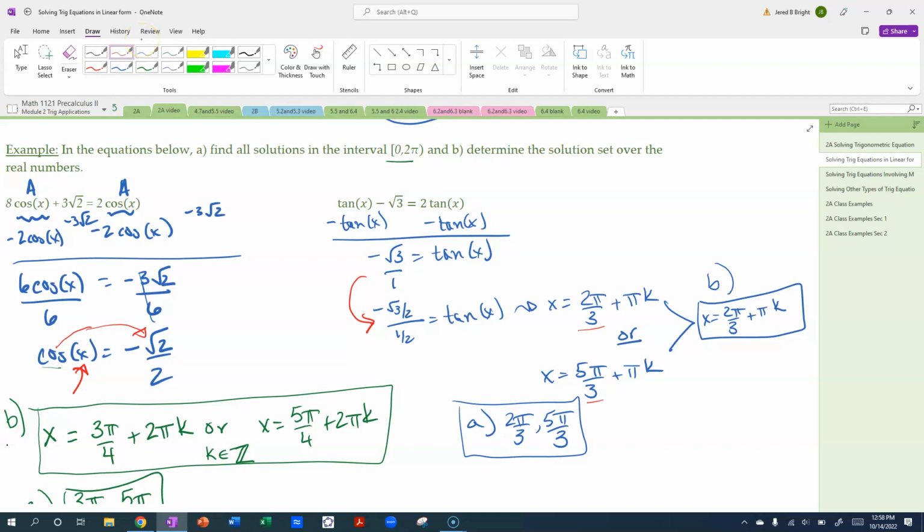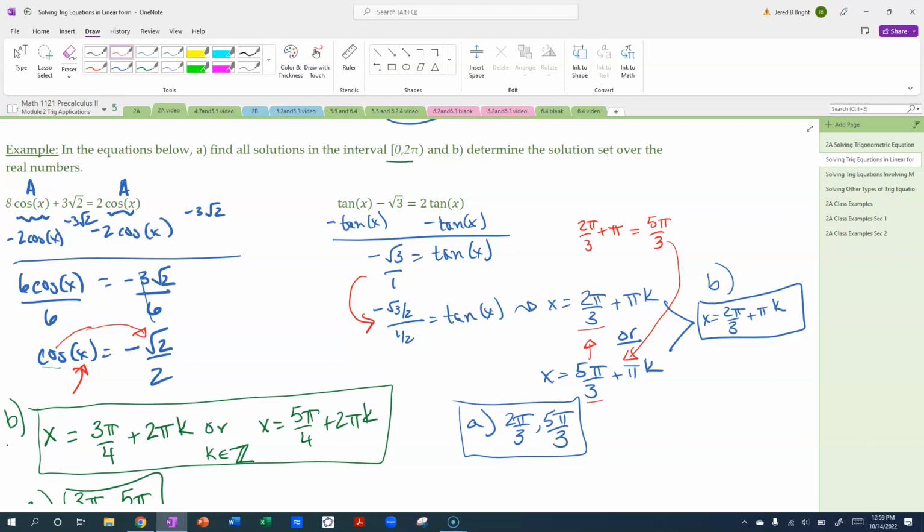And then k again is allowing it to repeat any number of times we go around the unit circle, or in this case, any multiple of the period. Okay. Now, if you had listed both of those as your answer, it's not wrong. It's just a little redundant, because if you do 2 pi over 3 plus pi times 1, which is just pi, this would give you 5 pi over 3, which is actually this answer. So what I'm trying to say is that the solution of 5 pi over 3 plus pi k is included within the 2 pi over 3 plus pi k. So it is redundant, and you could just list the one.